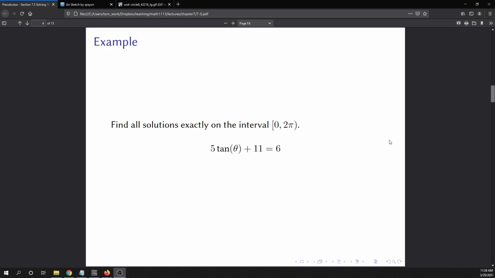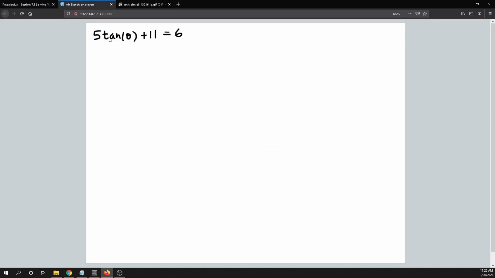All right, in this video, we're going to work the following problem. It says find all solutions exactly on the interval from 0 to 2 pi. The equation is 5 times tan theta plus 11 equals 6. So what we're going to do is to first isolate the trig function.